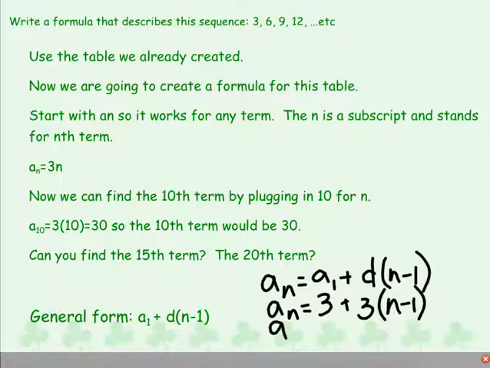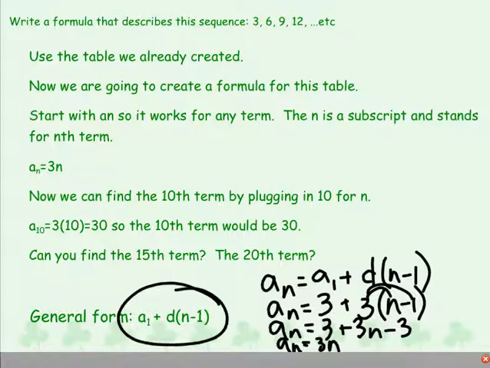And when we expand it out, we get 3 plus 3n minus 3. And so when we combine, we do see we get a sub n is equal to 3n. This formula will work for any arithmetic sequence. This general formula will get you very far.